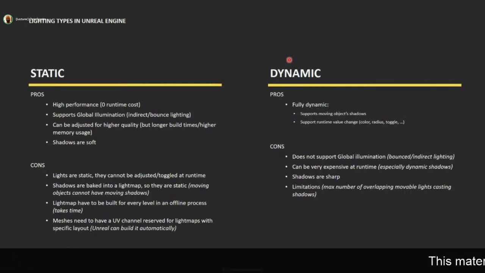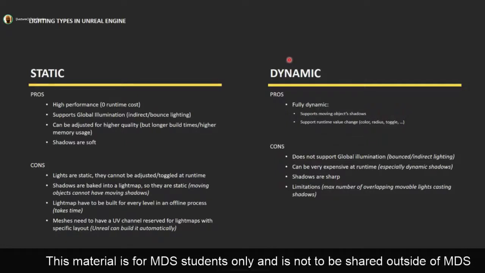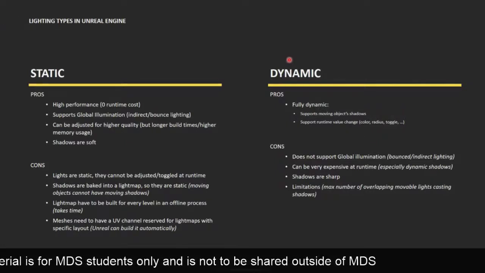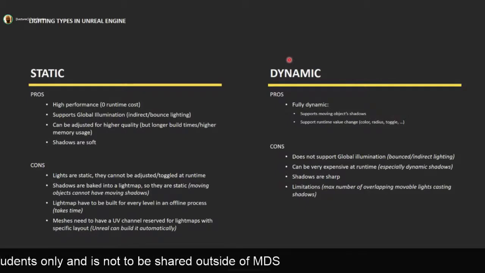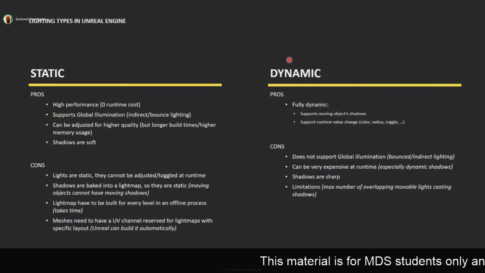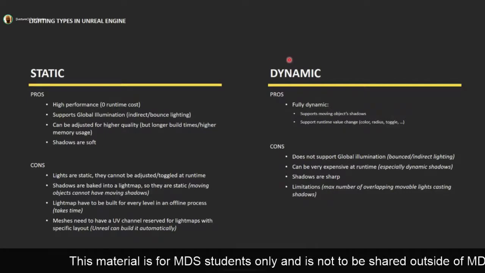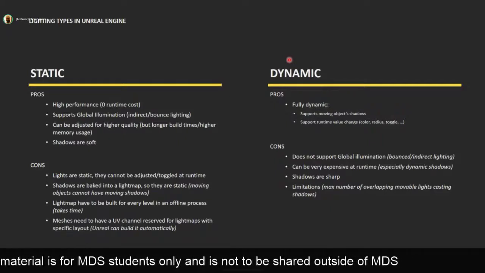Another con is that dynamic shadows are not extremely high quality, so they're very sharp, not soft like in real life. There's also some hardware limitation for dynamic lighting. You probably notice really quickly when you start adding lights in a level that the light icons start changing, and it turns into a red cross telling you that you have too many lights overlapping. What that means is that there's a maximum number of dynamic lights that can be intersecting, and that's a hardware limitation that you have to work around.